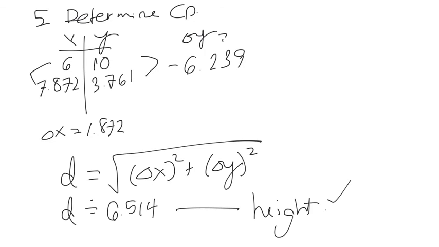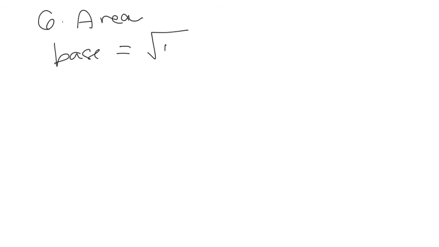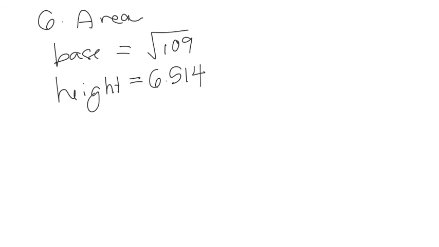Okay? So we have our height. Now it's on to the last step of our solution. Step 6, calculating the area. So we have the base, and the base was a nice number, which was the square root of 109. And our height was a not so nice number, and it was 6.514.